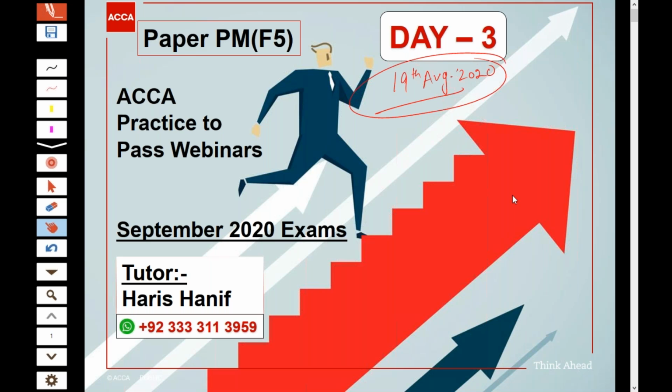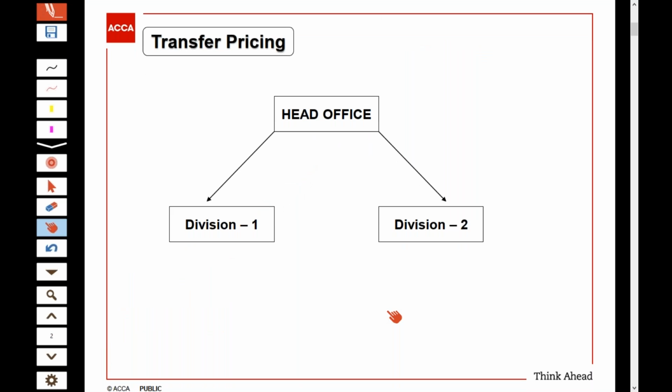All right. Now, students, we are going to start our today's topic, that is transfer pricing, and that is also the part of the performance measurement section. Now, listen, students, this is our head office, and it has got 2 divisions. In day 1, I already taught that division is something which has the separate location, and it has its own authority and decision making power, and the division is allowed to take their own decisions regarding the running operations.